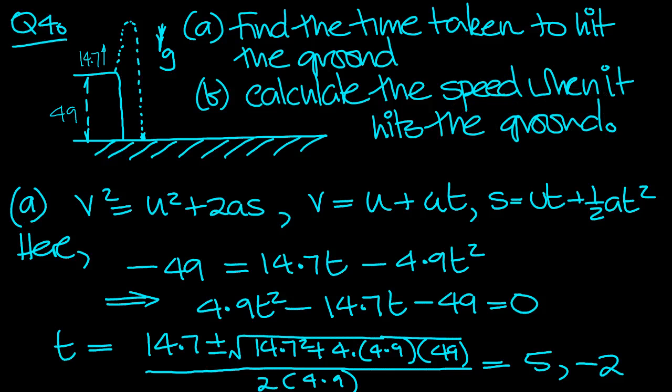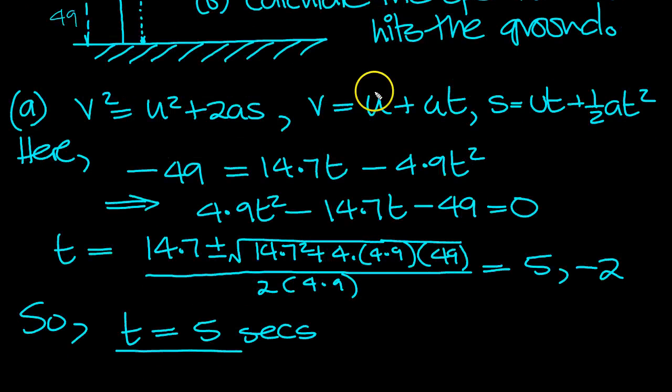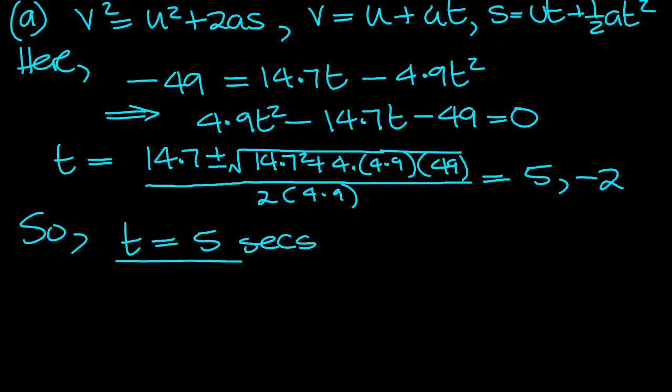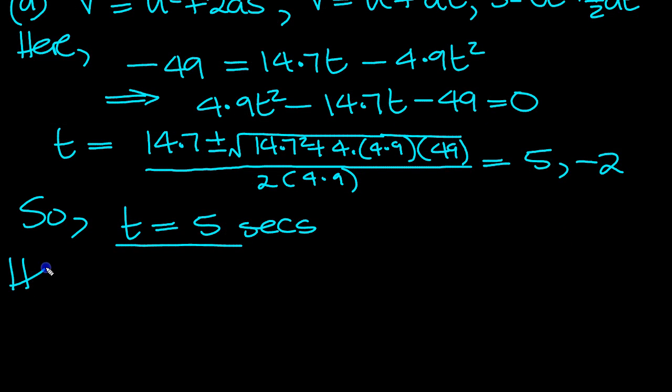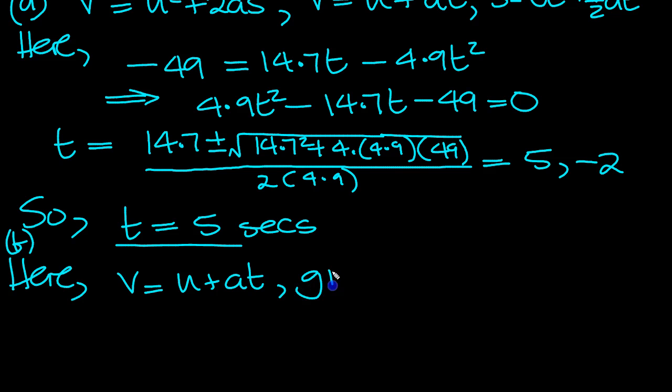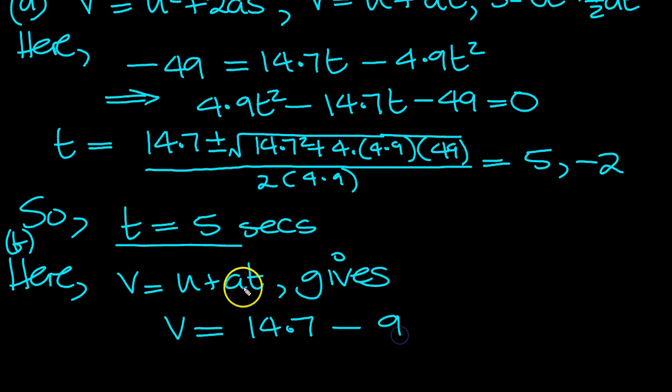Calculate the speed when it hits the ground. Well, we can use v equals u plus at, can't we? So here, this is part B. V equals u plus at gives, the final velocity is equal to the initial velocity, 14.7, plus the acceleration, which is minus 9.8, times the time, which is 5.